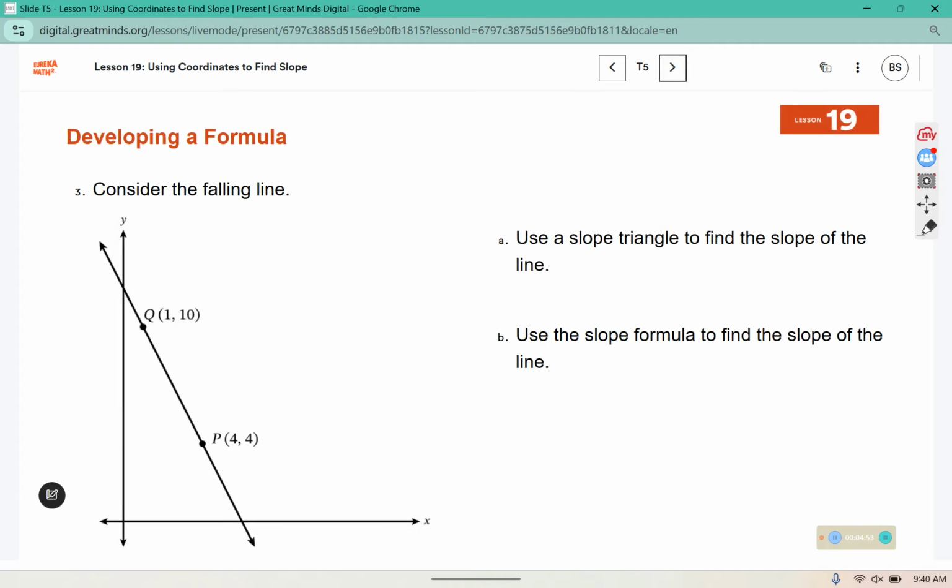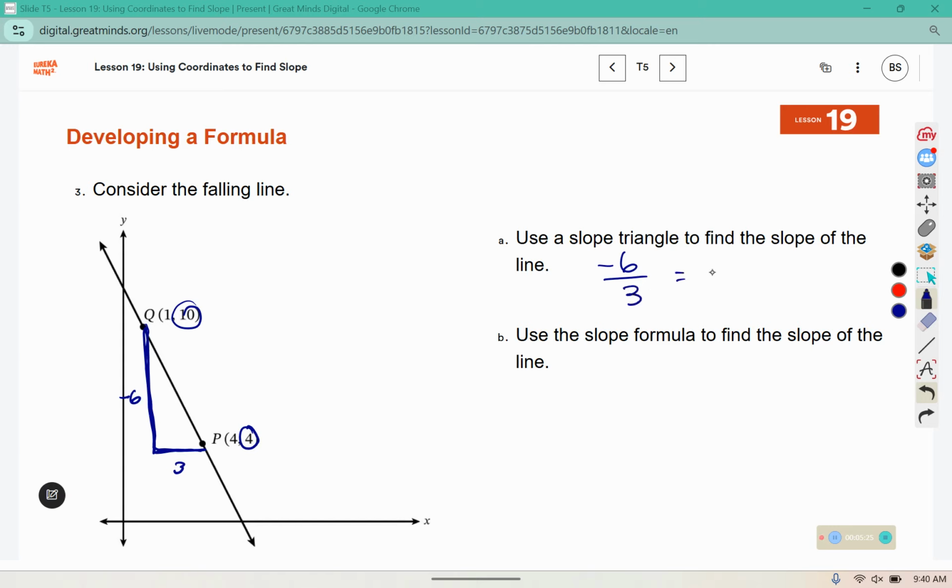It says, consider the falling line. Use the slope triangle to find the slope of the line. So it falls from 10 to 4. That falls 6. And then it goes over from 1 to 4, 3. So that's -6 over 3, which comes out to -2.